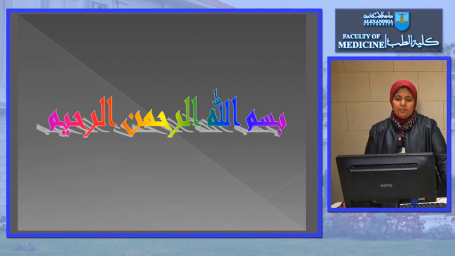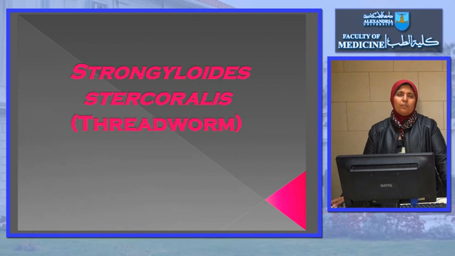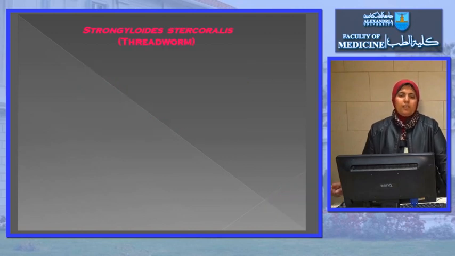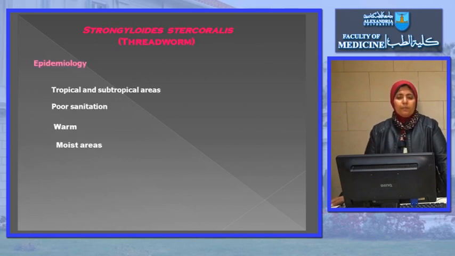Today's lecture is about Strongyloides stercoralis, and it's one of the intestinal nematode lectures in Module 17. Strongyloides stercoralis is a threadworm, and it is prevalent in the tropical and subtropical areas where poor sanitation, warmth, and moisture are mainly present.